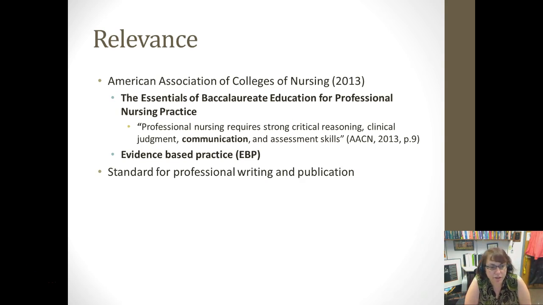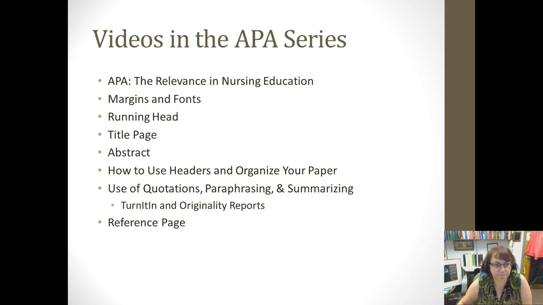As you can see, the American Association of Colleges of Nursing in 2013 published the Essentials of Baccalaureate Education for Professional Nursing. In this document, it really makes a strong point for how nurses need to be able to communicate inter and intraprofessionally, and then also discusses a lot of information about evidence-based practice. So in particular, we want you to be able to write using APA formatting so that you can show that you know how to produce good evidence-based papers that are really the standard for professional writing and for publication.